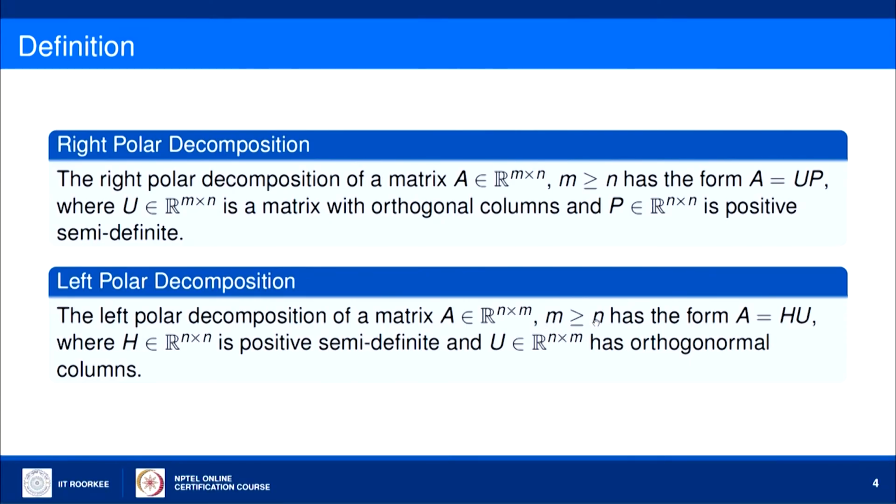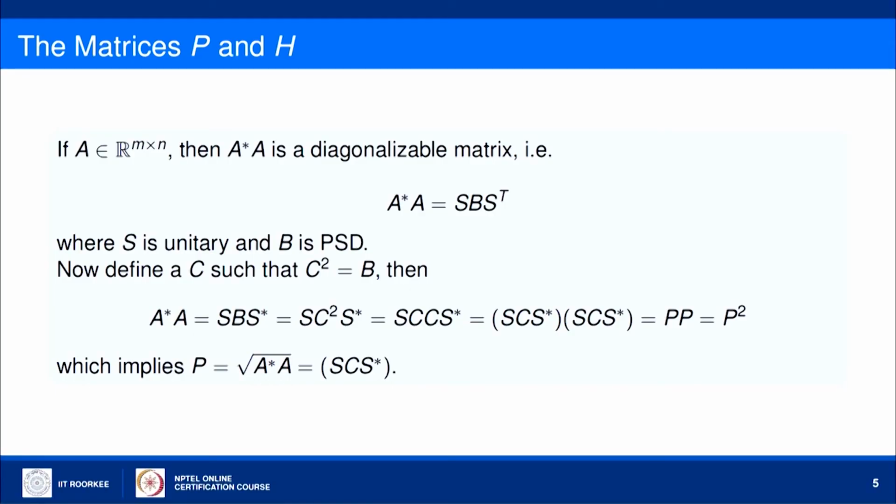So, if A is an m by n matrix where m is greater than or equal to n, meaning you have more rows than columns, then we will have the left polar decomposition, which is H into U, where H is a positive semi-definite matrix of size n by n, and U is unitary or orthogonal, meaning U is a matrix having orthonormal columns. Now, how to perform the polar decomposition of these matrices? Another way of doing it, let me explain to you.